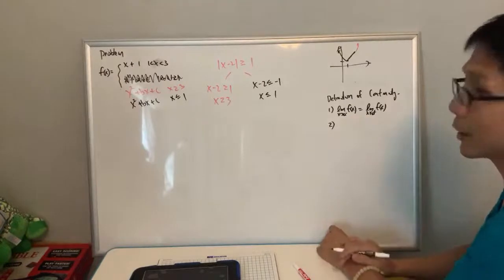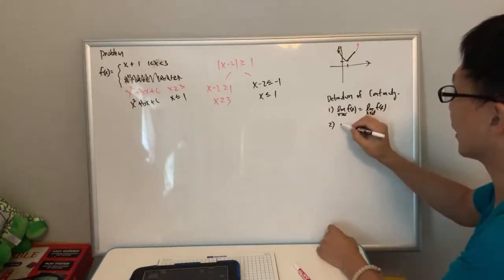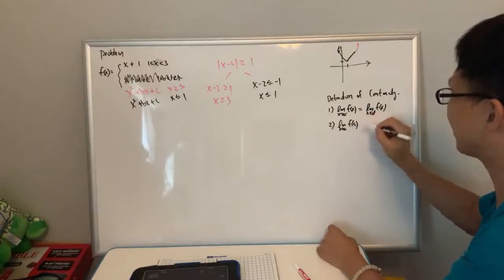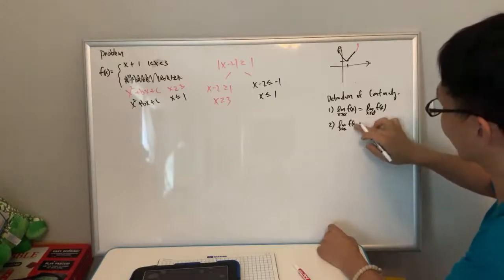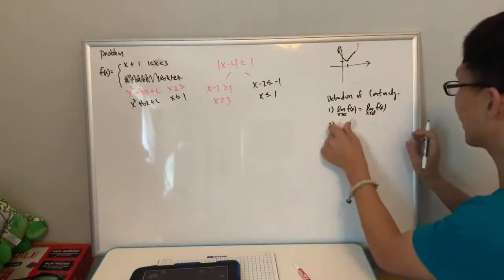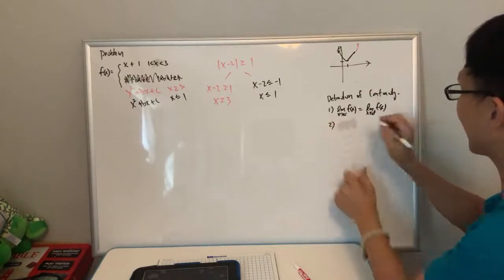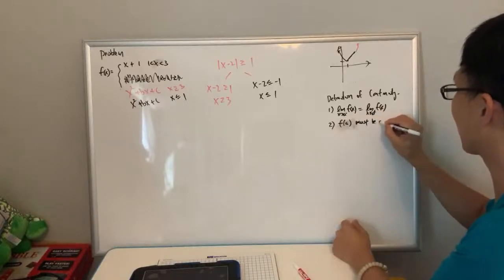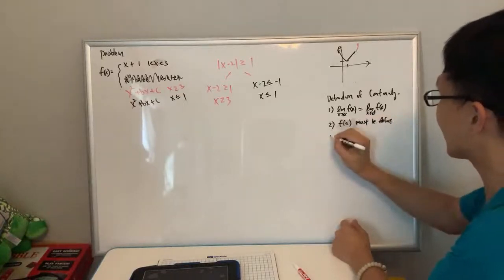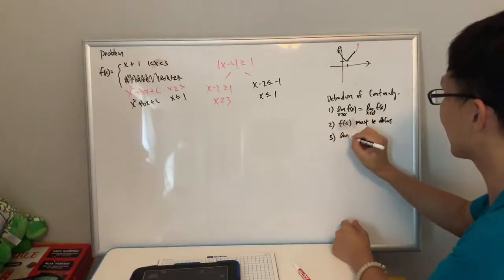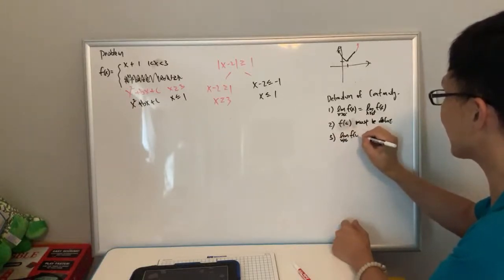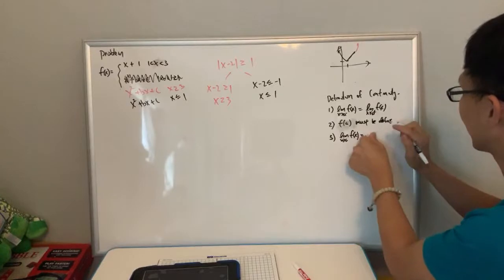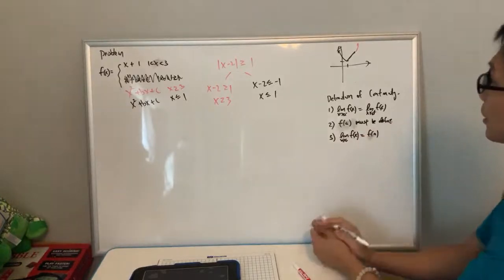Second, and we're going to talk about this over and over again, f of a must be defined. Third, the limit as x approaches a of f of x is equal to f of a. Okay, and that's how the function is continuous.